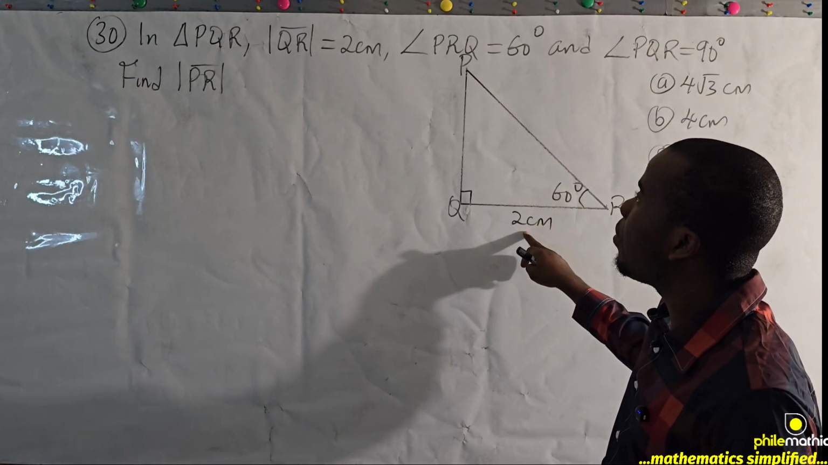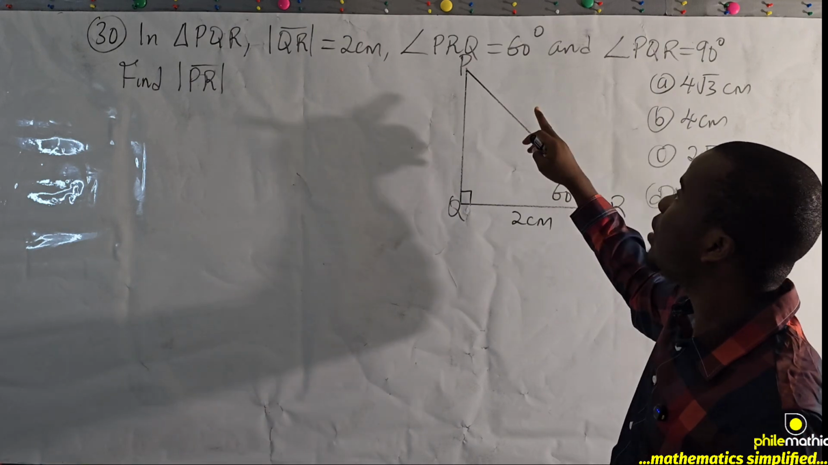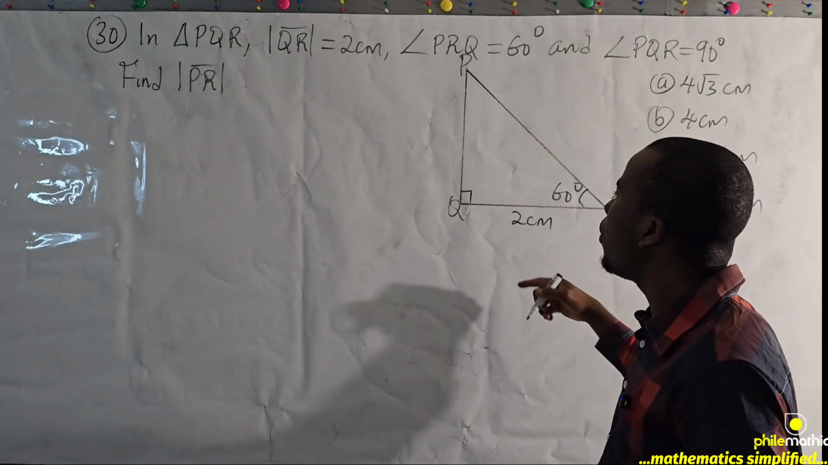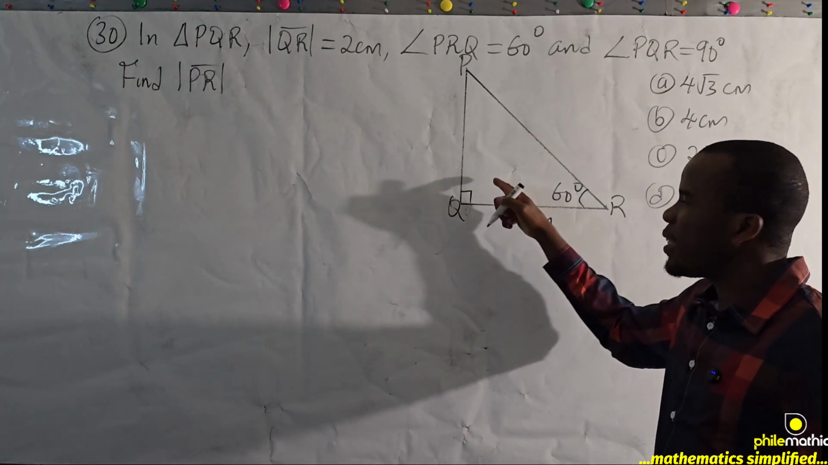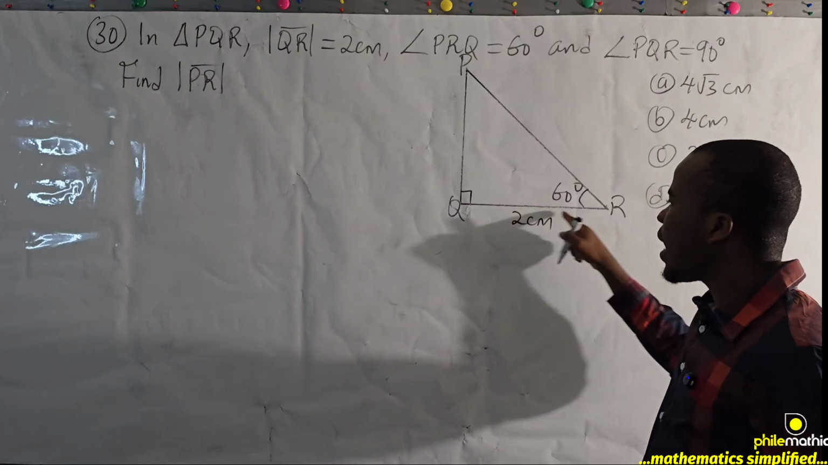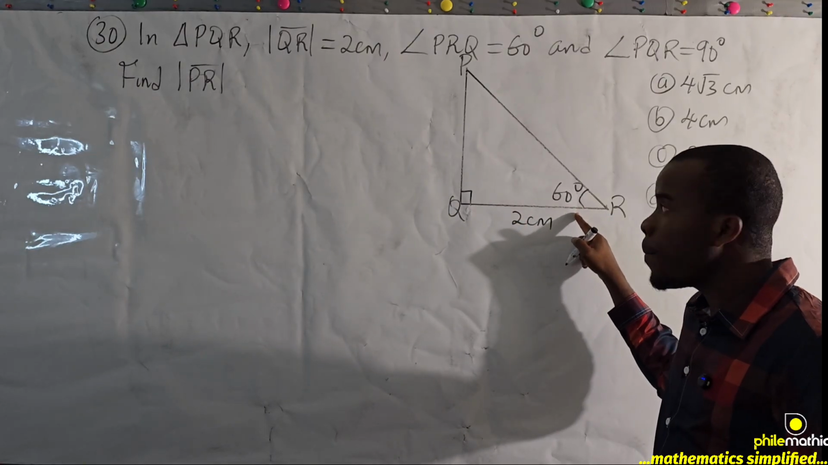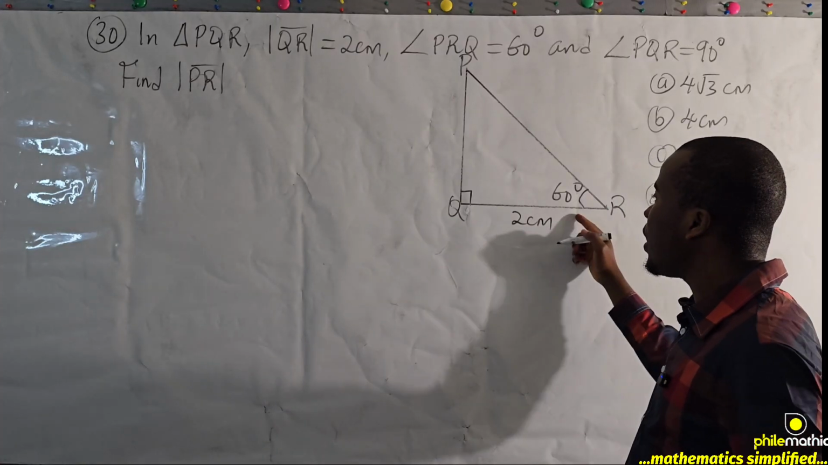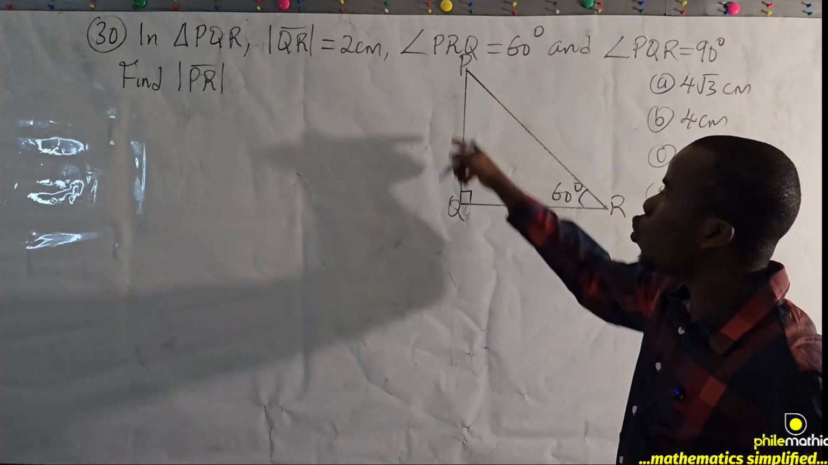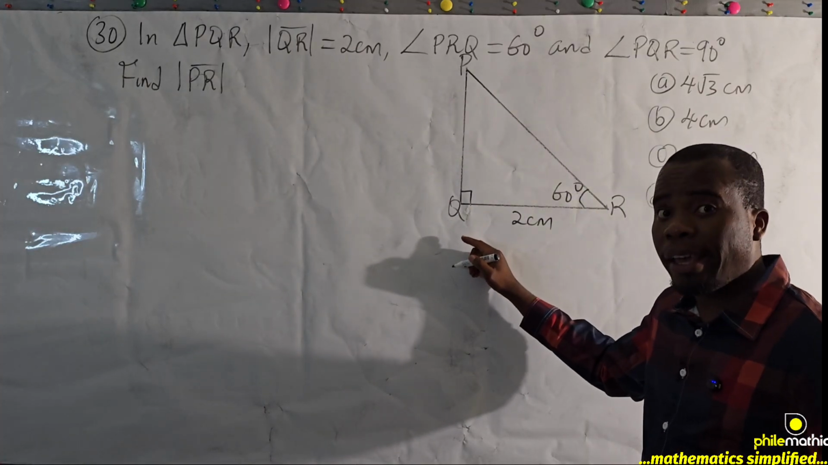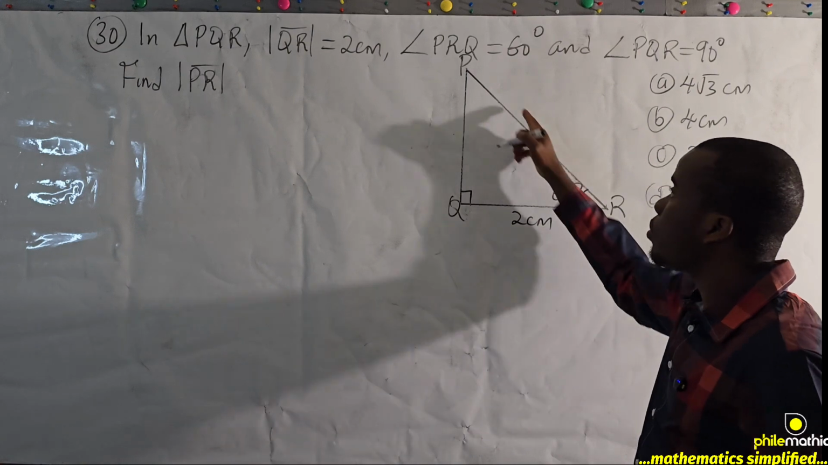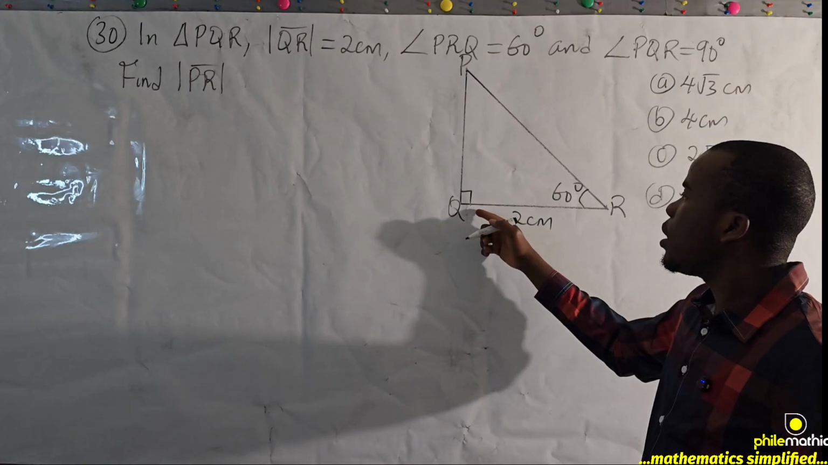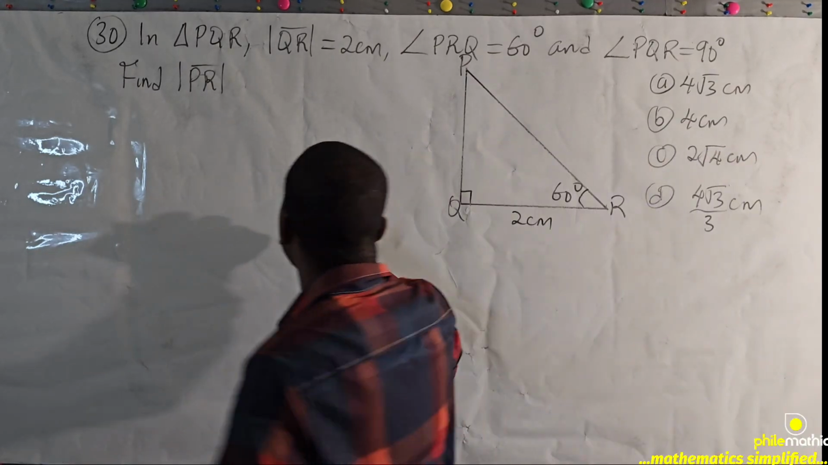In triangle PQR, QR is 2 cm, angle PRQ is 60 degrees, and angle PQR is 90 degrees. Find length PR. Whenever you see a right angle triangle with a side given and an included angle, what comes to your mind is trigonometric ratios. And this is adjacent, this is hypotenuse, this is opposite. So what we are interested in here is adjacent and hypotenuse. From SOHCAHTOA, you know this is CAH, adjacent over hypotenuse.